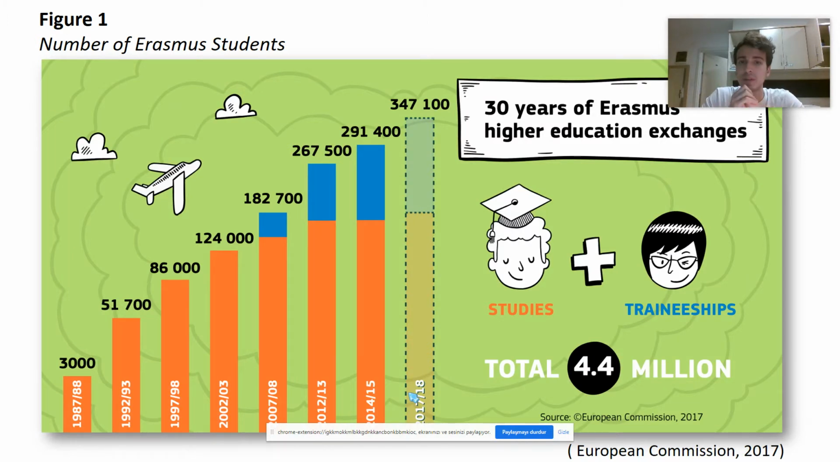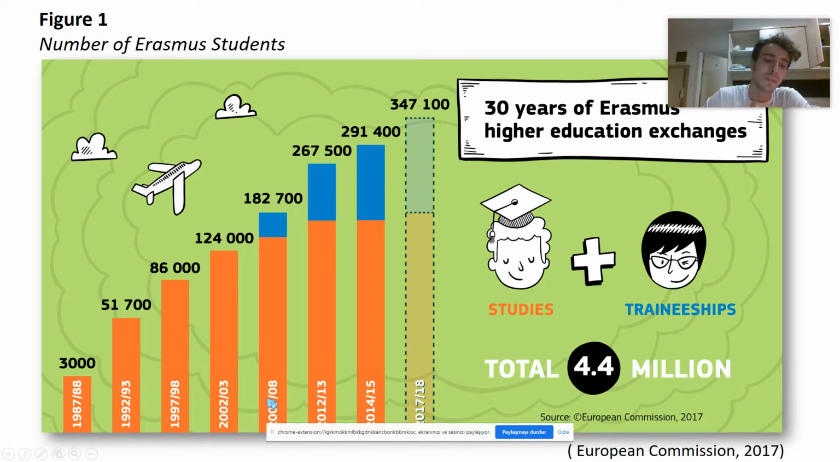Firstly, before details, let me show you a point. Let us look at the general behavior of the graph. It is obvious that there is a non-stop important increase from past to the present. It always increases. As you can see, the exchange program does not only consist of studies, the orange one, but also traineeships, which is represented by the color blue.